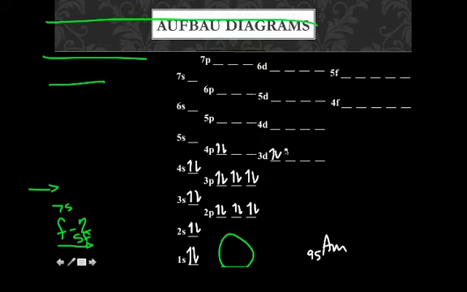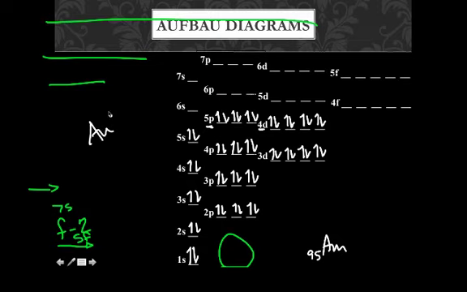Oops, I got to fill in 3D before I fill in my 4P. Sorry. That's important. We cannot go into the 4P until the 3D is full. And then 4D comes after 5S. That's why, vertically speaking, the 4D is slightly lower than the 5P, because we're going from bottom up, right? Aufbau means to build up.